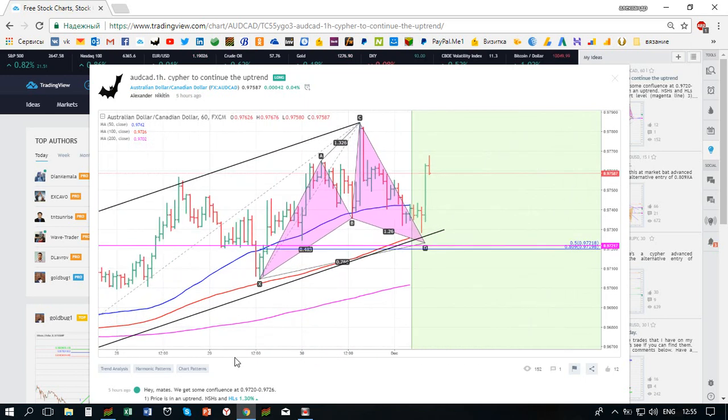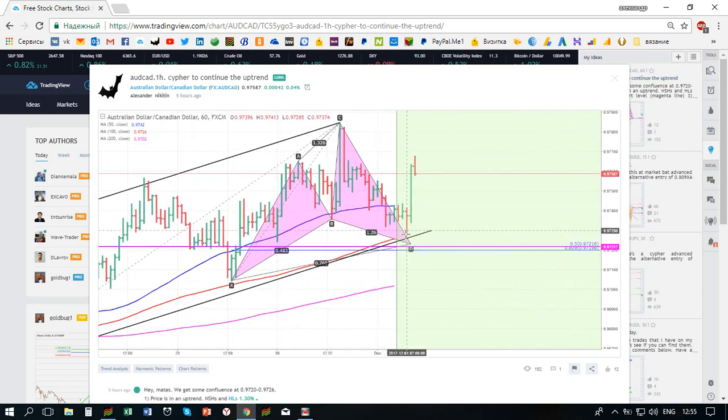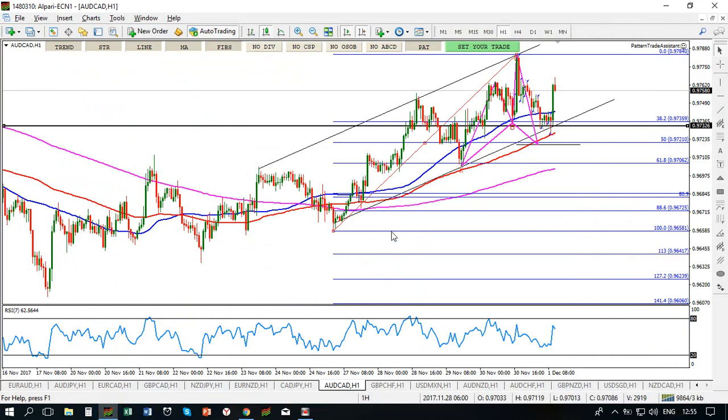Let me zoom it in so you can see what actually happened. It hit this level and reversed. Let's go to my MetaTrader. Hit this level, a candlestick formation, stops just beyond that candlestick.